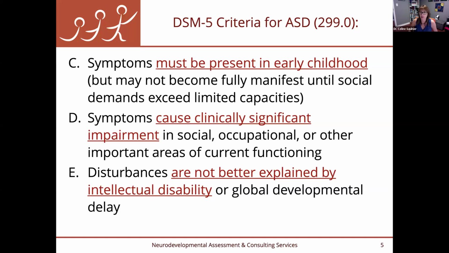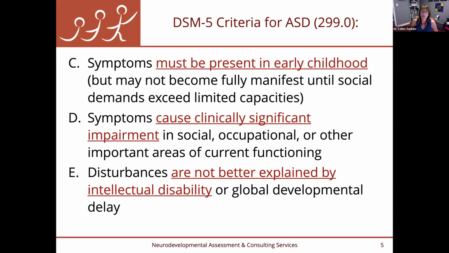But now that the spectrum is broadening so much and we are getting more subtle and more complex cases, sometimes you don't see the full-blown symptomatology until maybe 4 or 5. And in some cases, as we'll talk about, the syndrome goes missed until adolescence and even adulthood.